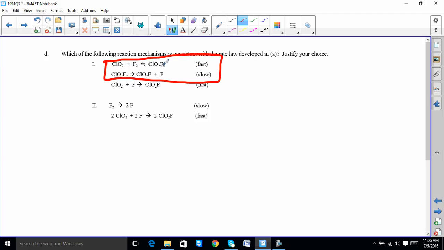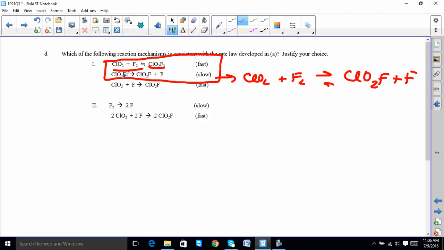So what happens is, if you look here, ClO2F2 is the same thing as ClO2 plus F2. So what I'm going to do is rewrite this slow step and sub in ClO2 plus F2 goes to ClO2F plus F, because this is the same thing as this in this fast step, in the slow step. The rate law comes from the stoichiometry of the slow step, but the rate law can only have the reactants in it. So you always have to go back to the beginning.